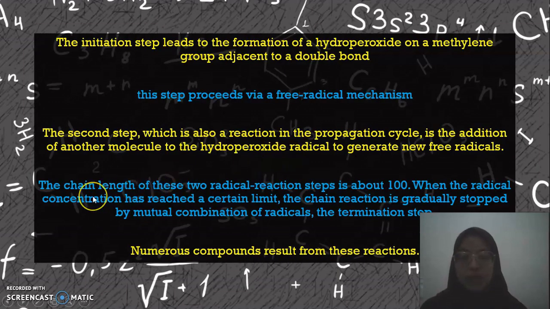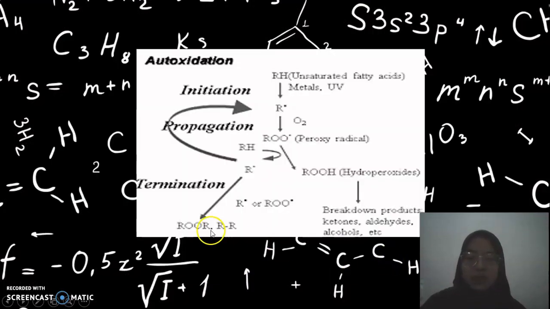Okay, so the last one is the termination step. So what happens in the termination step? The chain length of these two radical reaction steps, the initiation and the propagation cycle, is about 100. So when the radical concentration has reached a certain limit, the chain reaction will be gradually stopped by mutual combination of radicals. So this is what we call the termination step. The reaction will stop, and from this autooxidation reaction, numerous compounds will result. This is the last product, and numerous products will be produced from this reaction.